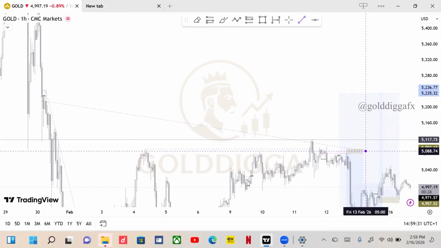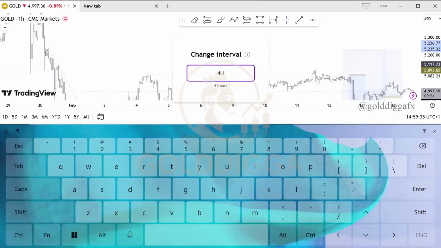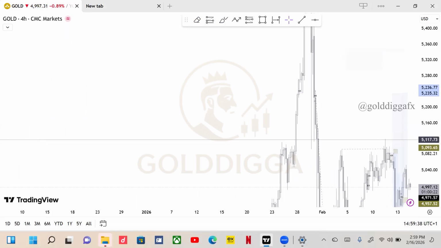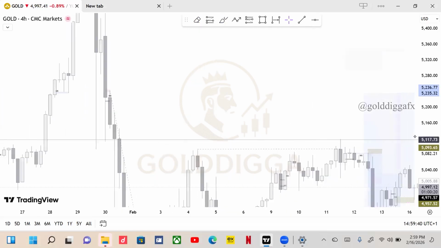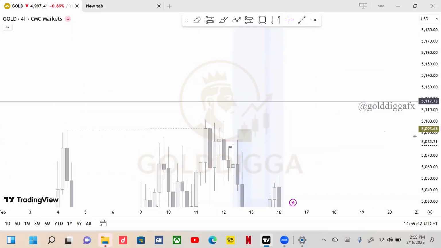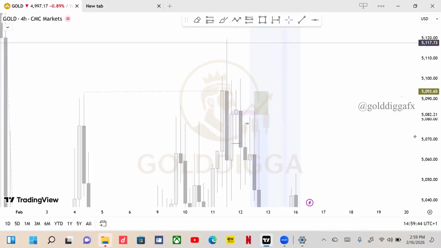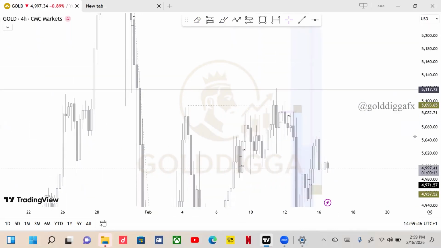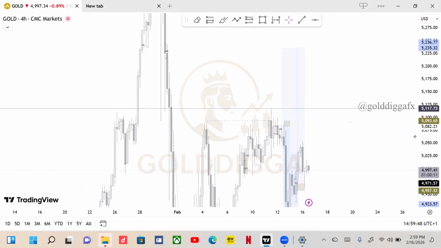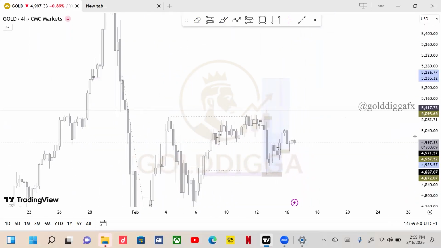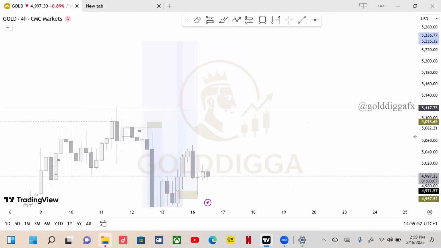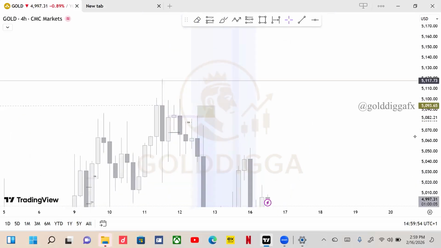Okay, you could check the 4 hour trend line. The best time frames I use for my trend lines are the 4 hours, the 1 hour, and the 30 minutes. Those are the best time frames for trend lines for me. Those are the time frames I use to see my trend lines.